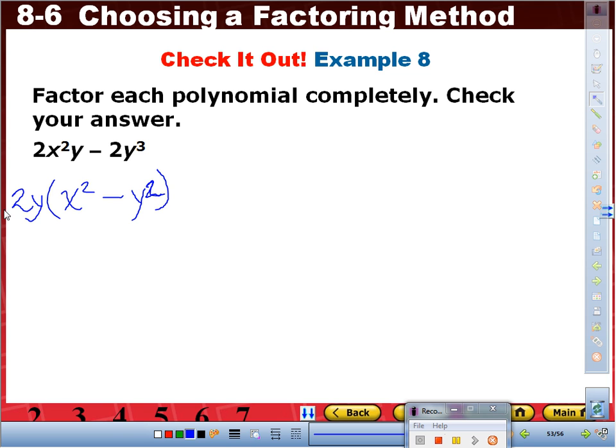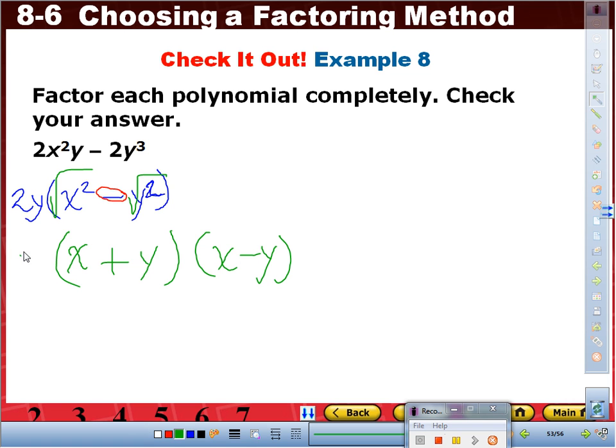All right, so we already found our GCF. Let's look for a pattern. Is this a binomial? Is it a difference? Yes, let's see if we can get the square root of these 2 terms. What is the square root of x squared? What is the square root of y squared? Y. Since we were able to find the square root and it's a difference, therefore, what are our factors? X plus y times x minus y, and you bring down the GCF, which is 2y, and we're done. Factored.